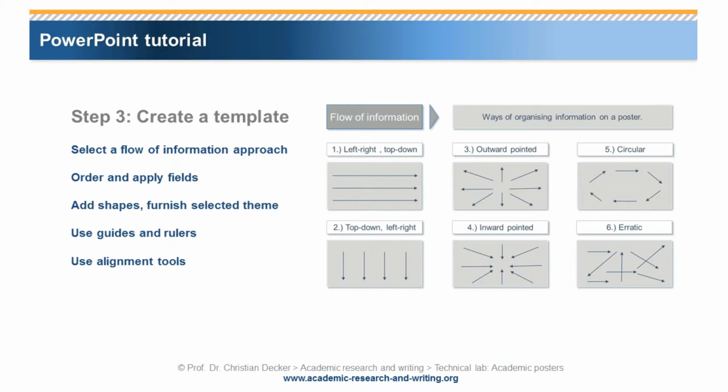Now that we know the necessary fields, we need to select a flow of information. As discussed in the theoretical portion of this tutorial, the flow of information is necessary in order to arrange a self-guiding academic poster. The flow of information is the way of arranging information on a poster. For the purposes of this example, we will be working with a left-right, top-down flow of information.